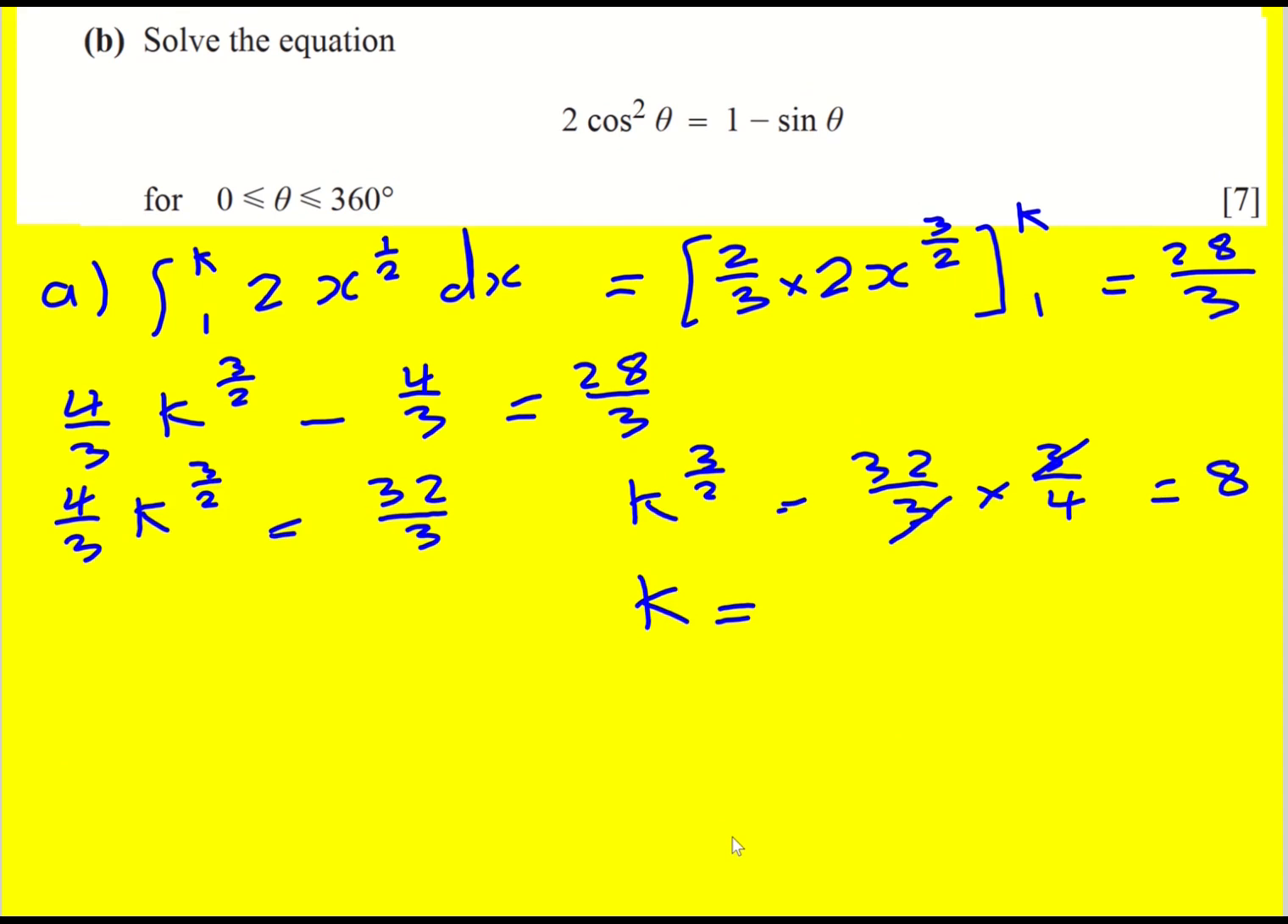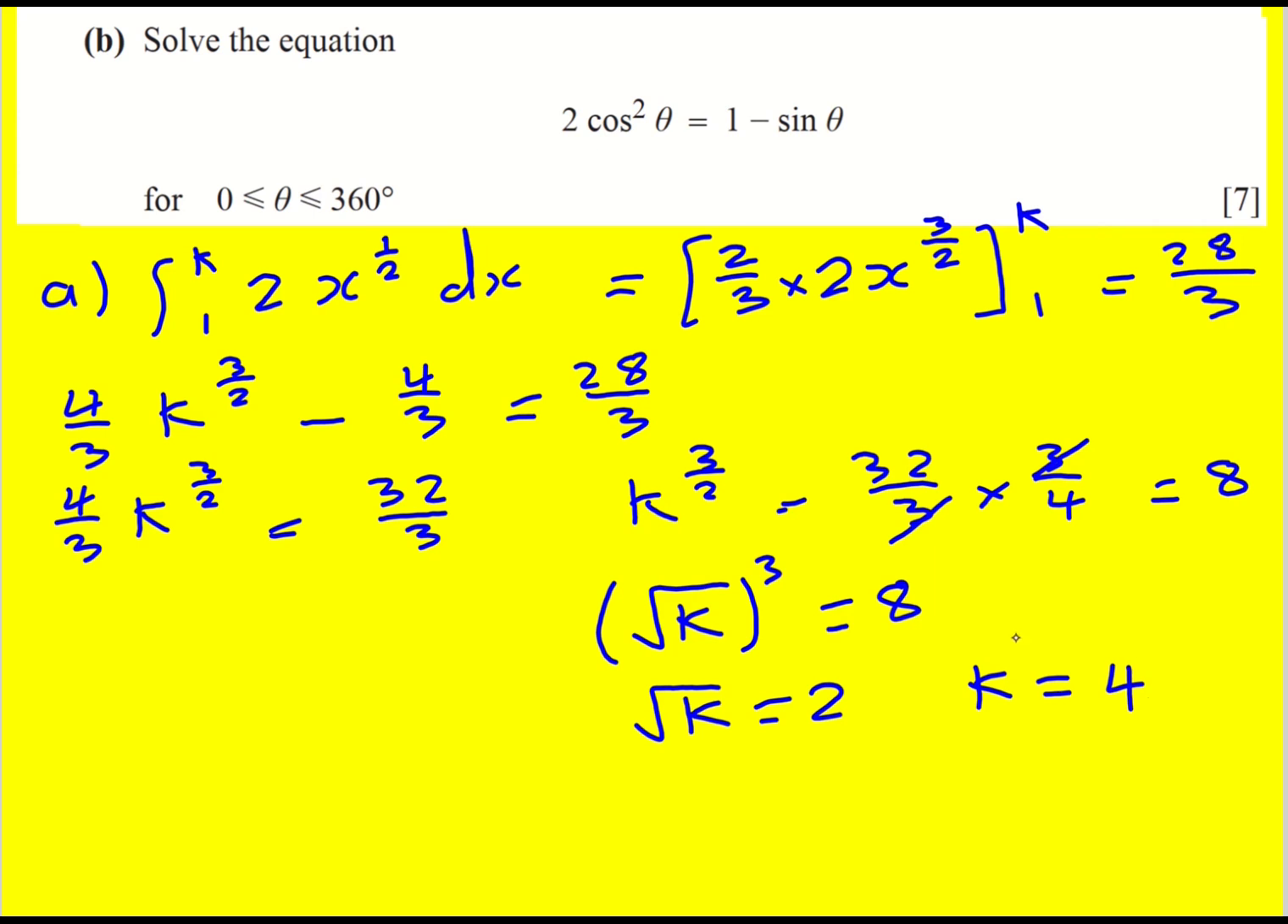You have to be a little bit careful here, because sometimes you can get a plus or a minus. I'm not going to here, but I might just put a little line in to be a bit safer. Let's actually write it as root k, because it's k to the half and then all to the power of 3. So actually root k cubed equals 8. So that means root k is 2. Then we square k must equal 4.